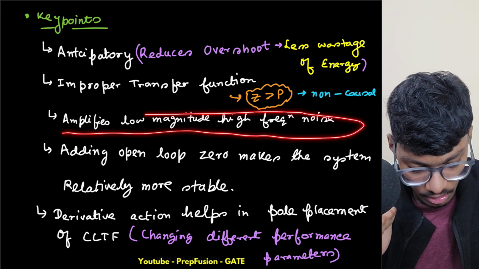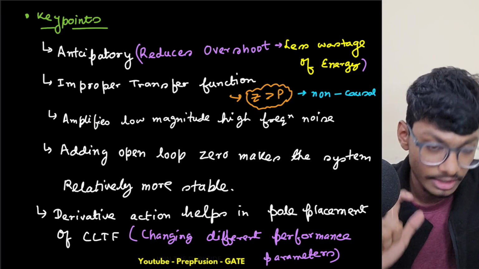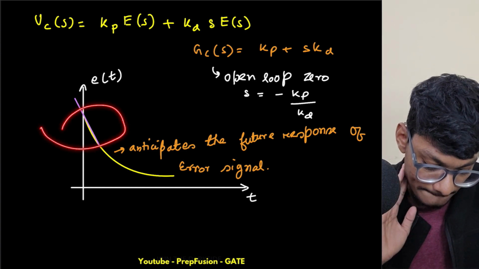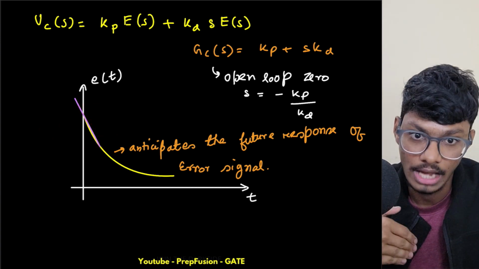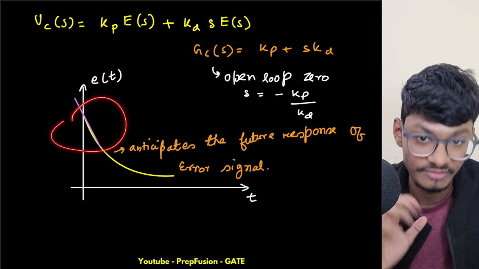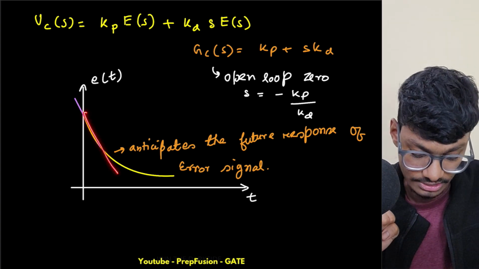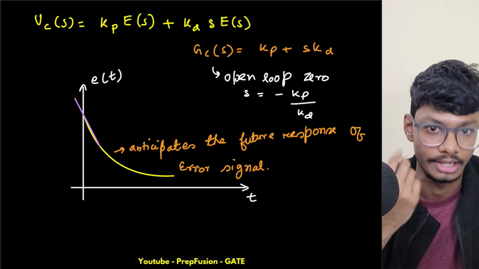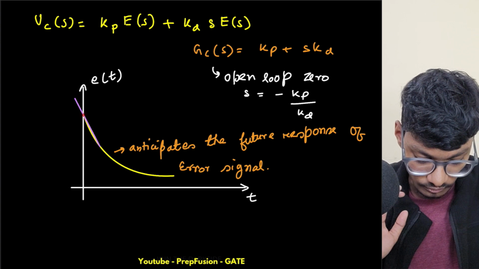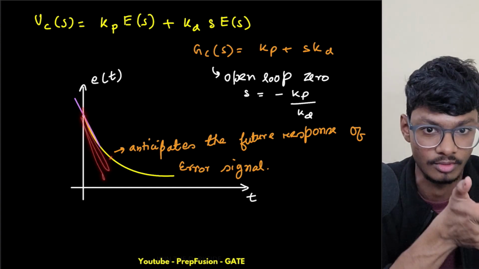It amplifies low magnitude high frequency noise. This also we understand intuitively. It is amplifying the transient response. At steady state it is not doing anything, but it is amplifying the sudden change. Here there is a sudden change, and it is giving out high gain. It's negative, that is fine, but still it is giving out gain. When it goes from here to this point, there is some sudden change, so it gives some output.